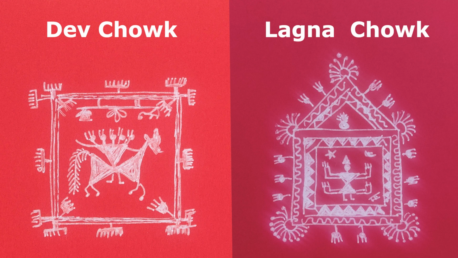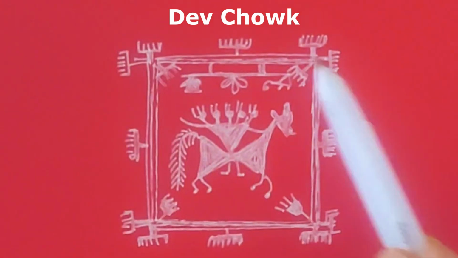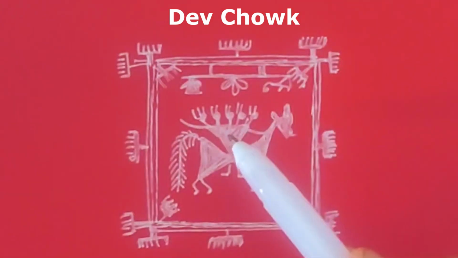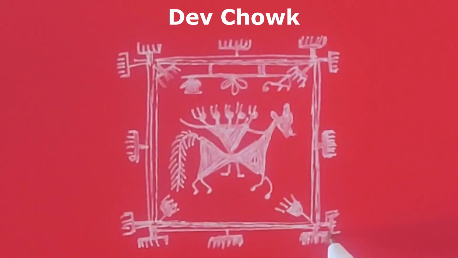During traditional Warli weddings, Dev chowk and Lagna chowk are painted on the house walls. The Dev chowk has a 5-headed god Panchashira. This god is worshipped on a wedding day to protect the bride and groom.